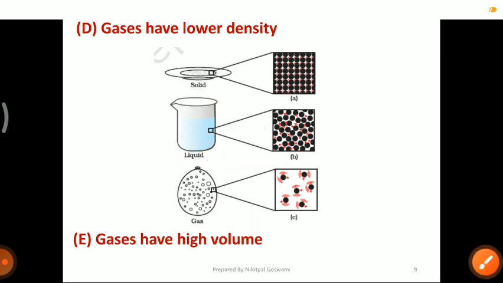The other property is that gases have higher volume. This we already know, that gases have higher volume.